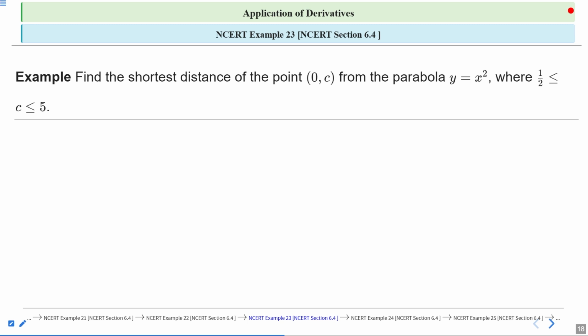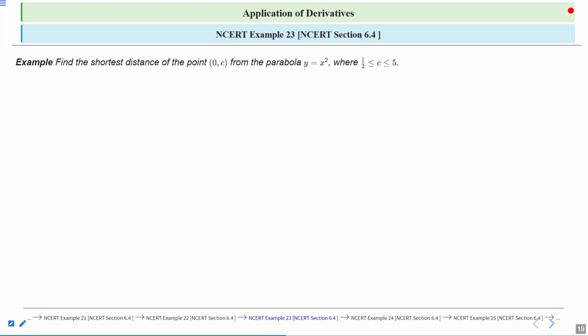Okay, hope you all have attempted this. Let us see the solution part. The question is to find the shortest distance of the point (0, c) from the parabola y = x², where c is from 1/2 to 5. Okay, so let us see the solution part.